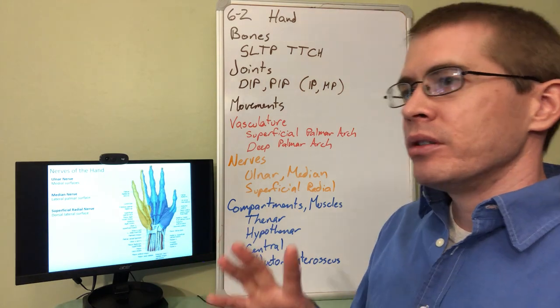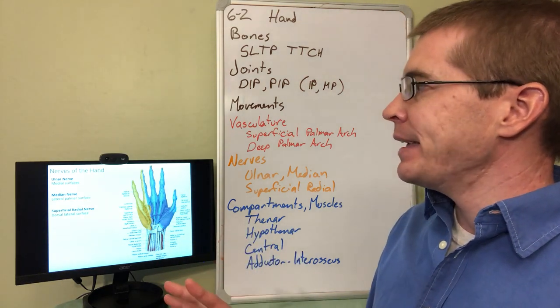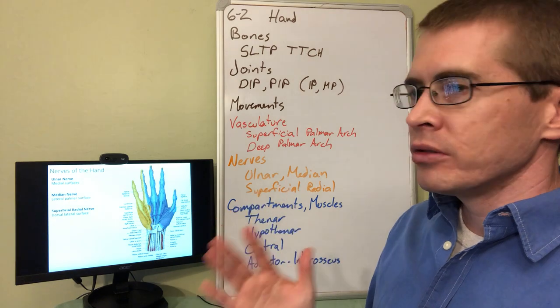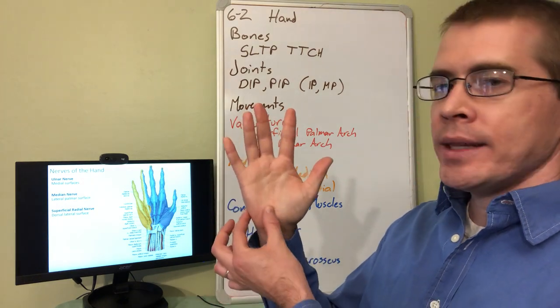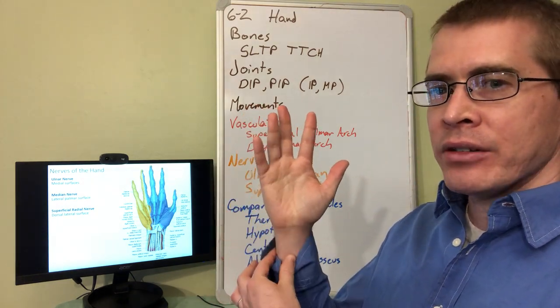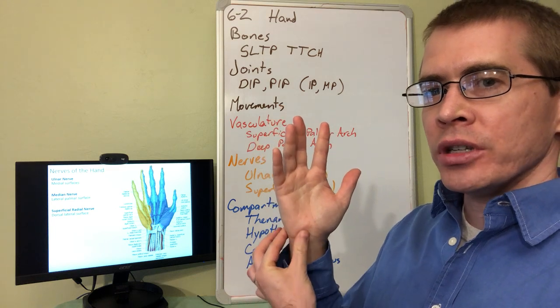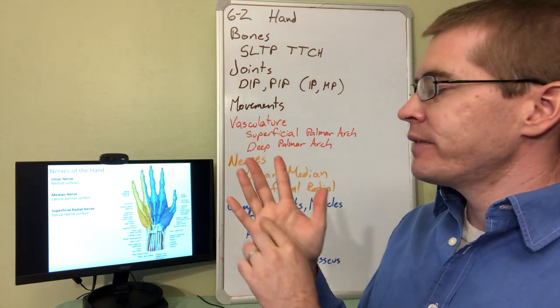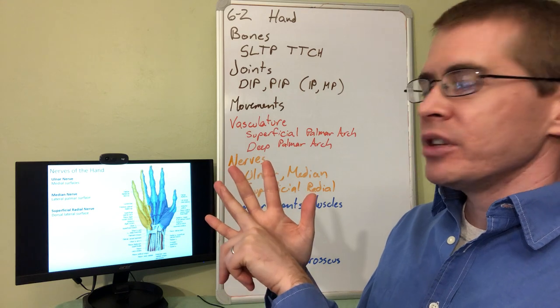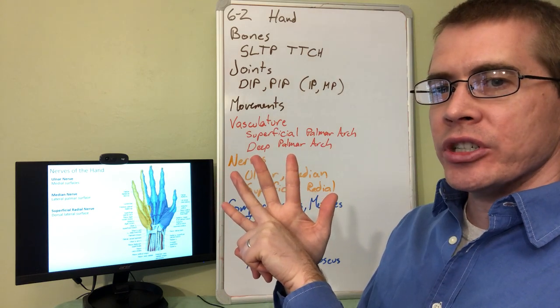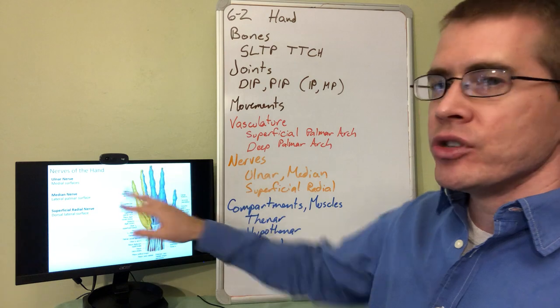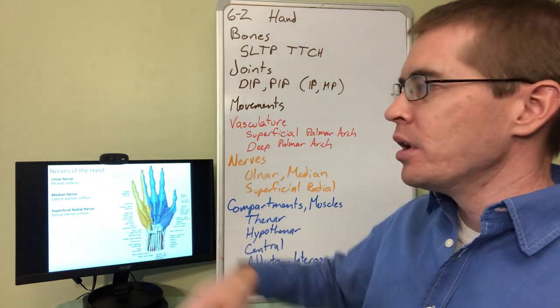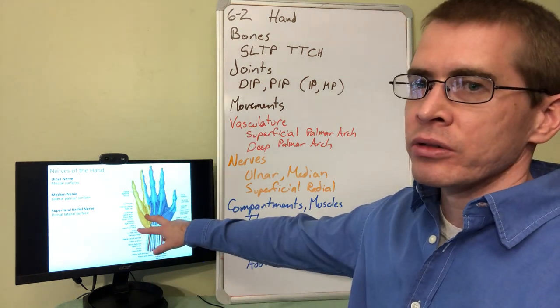So let's talk about the innervation of the hand. The ulnar nerve is going to travel mainly on the medial side of the hand, along the ulnar portion of the hand. In fact, its innervation typically splits the fourth digit, the ring finger, in half, as you can see in this drawing where the blue and the yellow. So the yellow indicates the ulnar nerve.